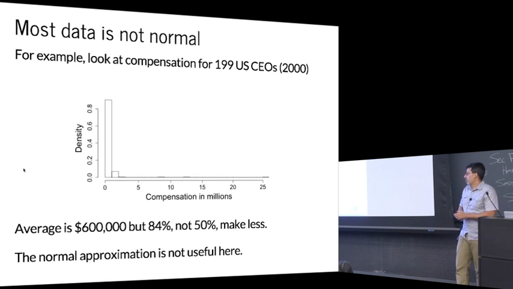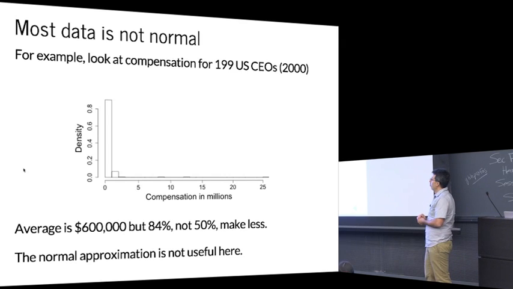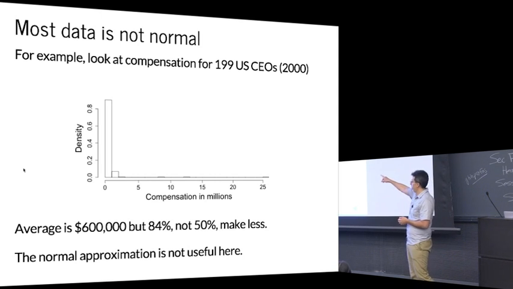So one real example. That's a fake example, but here's one that's very commonly used. This is, again, back to the one number case. This is the compensation for 199 US CEOs in the year 2000. And there's a histogram. Okay, so if I summarize that data with the mean and the standard deviation, what would I be telling you? What do you get from that information? If I say, oh, the average CEO makes $600,000, that's so much.